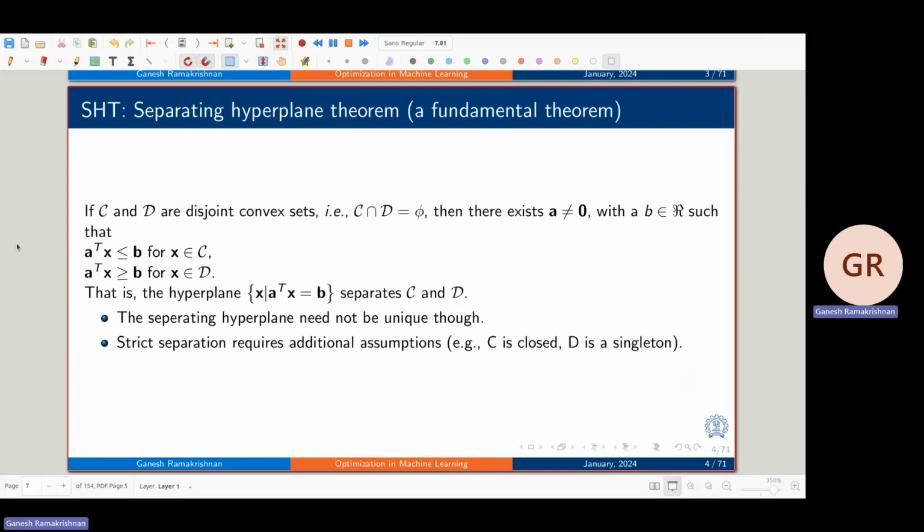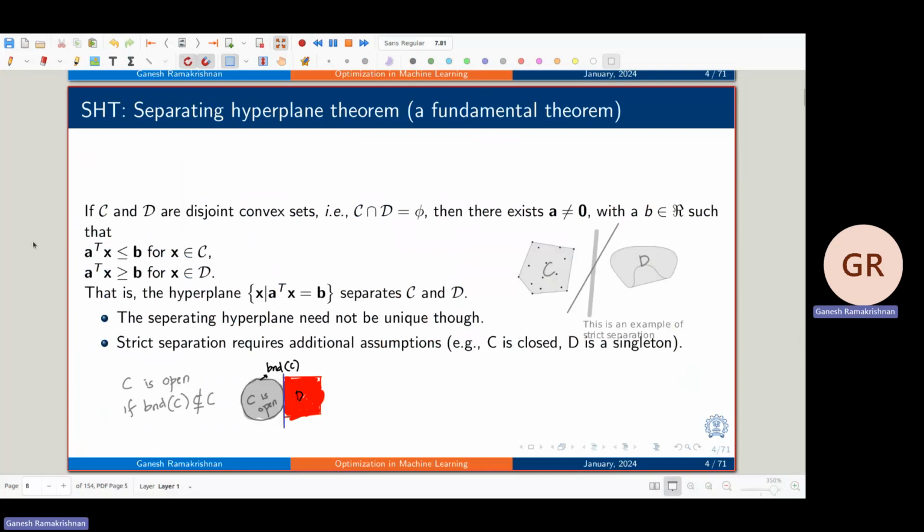However, strict separation requires additional assumptions. Strict separation would mean that the hyperplane does not touch either of C or D. So if C is closed and D is a singleton, then I can assure you that there is a strict separation. This is just an illustration of what I was trying to say. This is an example of strict separation.